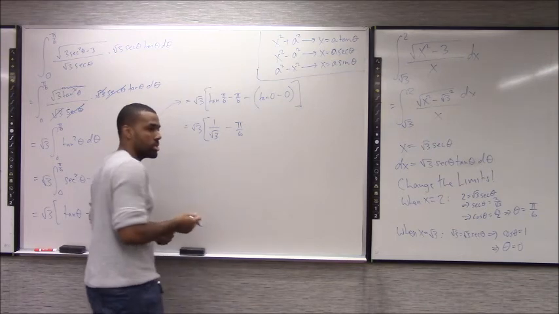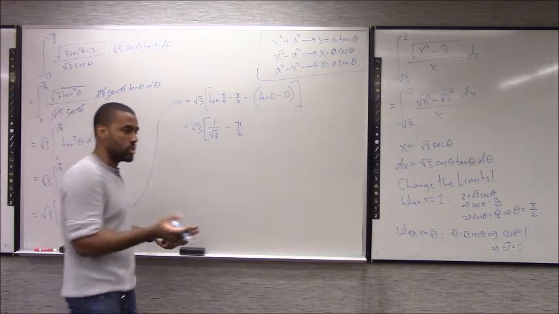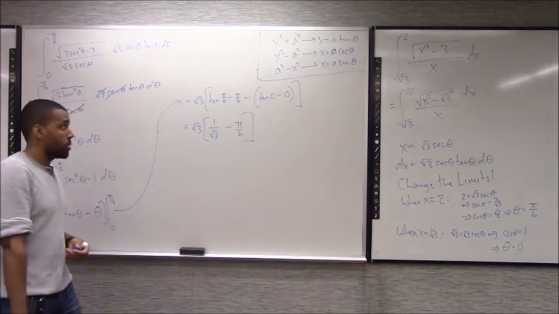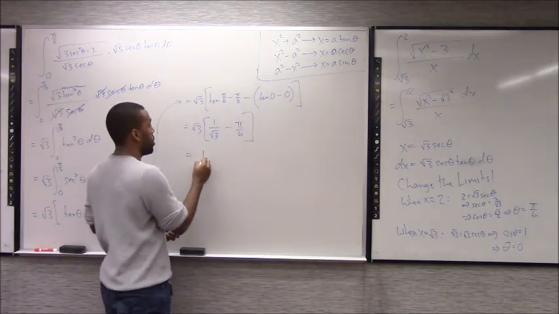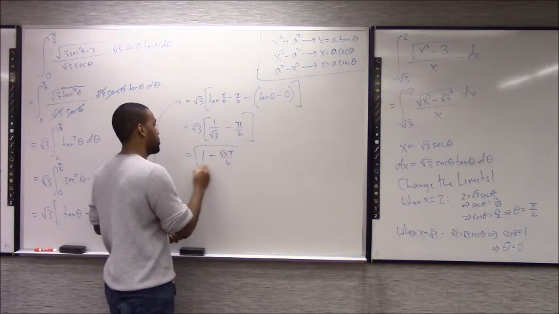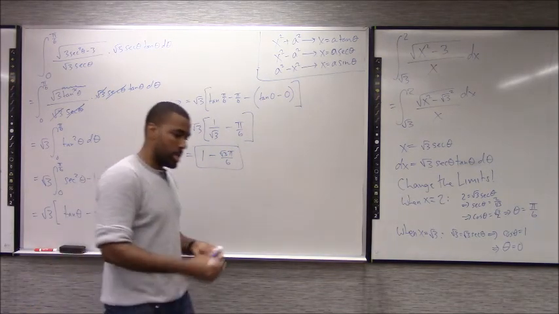It's 0, because it's just sine over cosine. Sine of 0 is 0, so it's 0. And 0 is 0, so that's that. So you can think of this as 1 minus radical 3 pi over 6. That is going to be the answer.